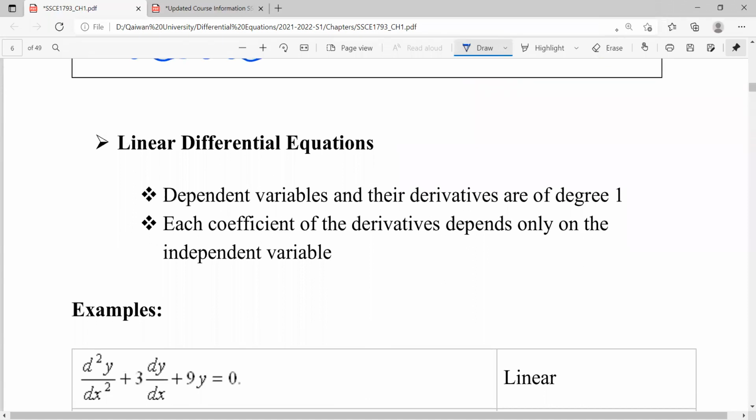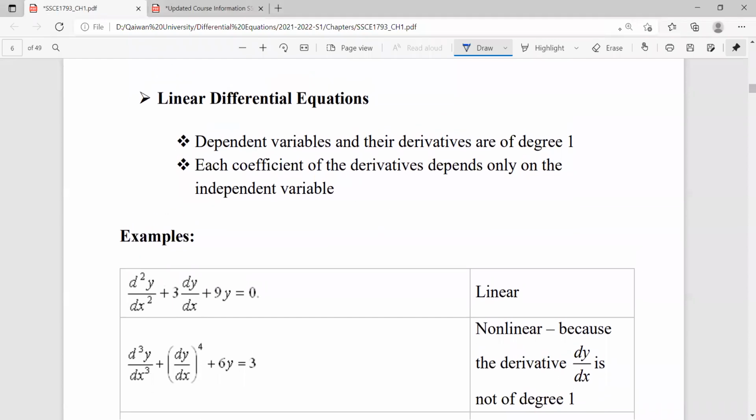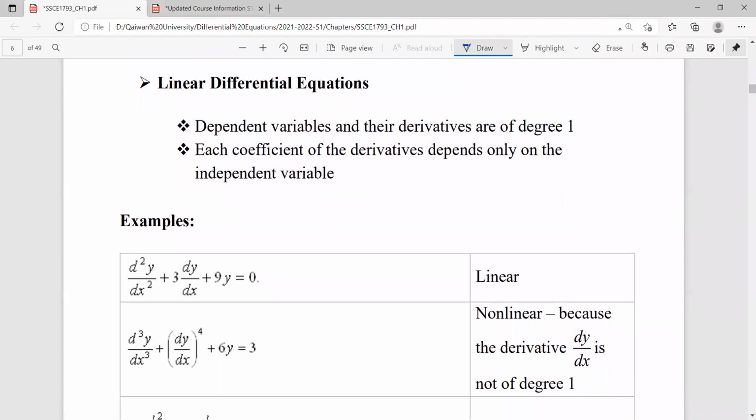Now we have linear and non-linear differential equations. We should recognize which differential equation is a linear first order differential equation, or a linear differential equation, and which is not a linear differential equation.